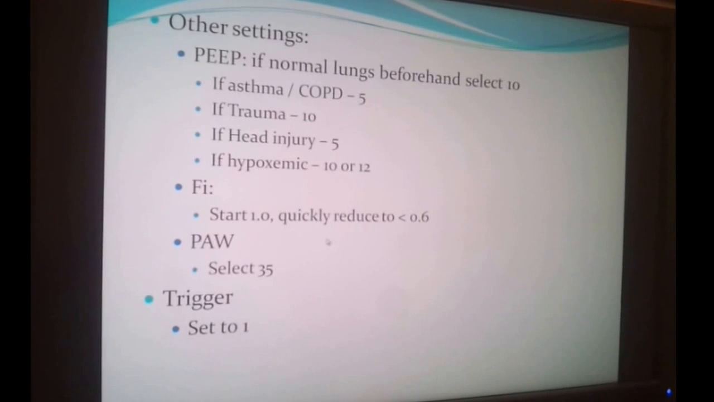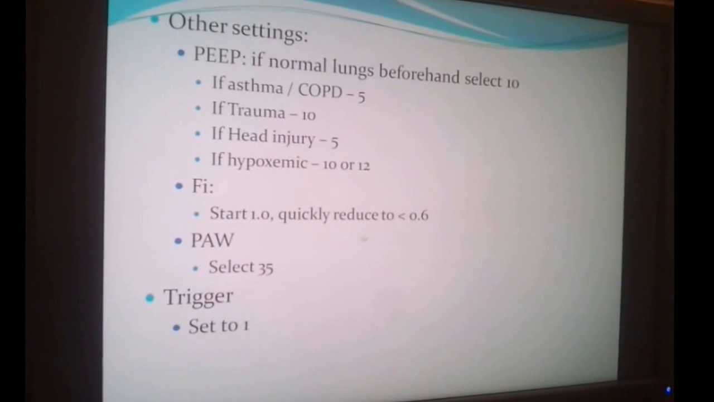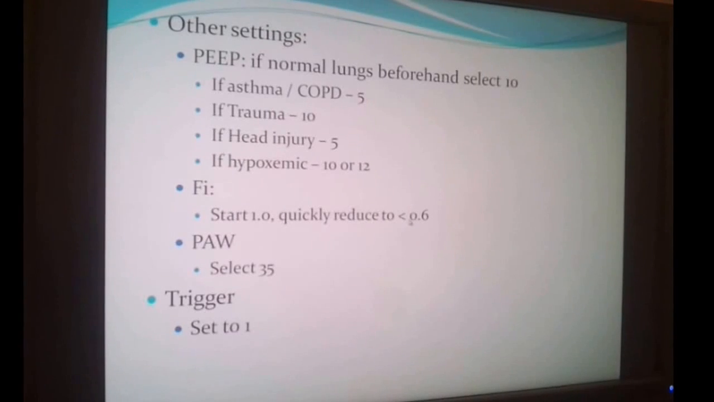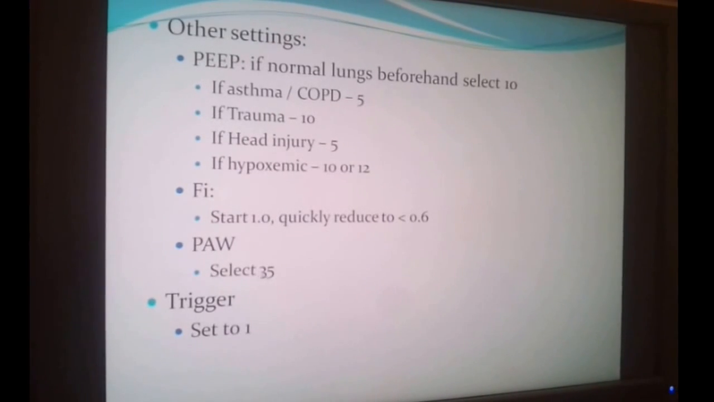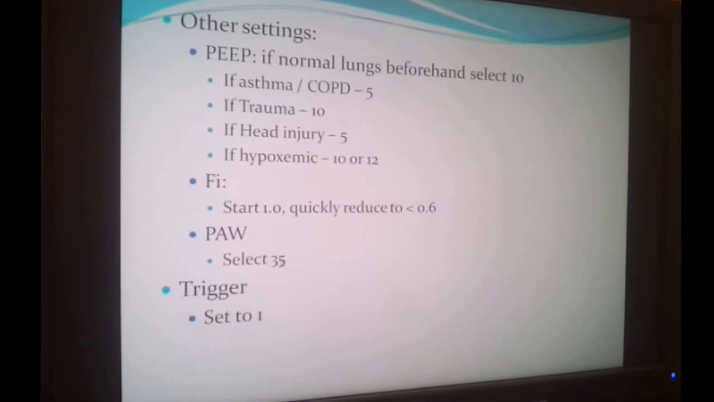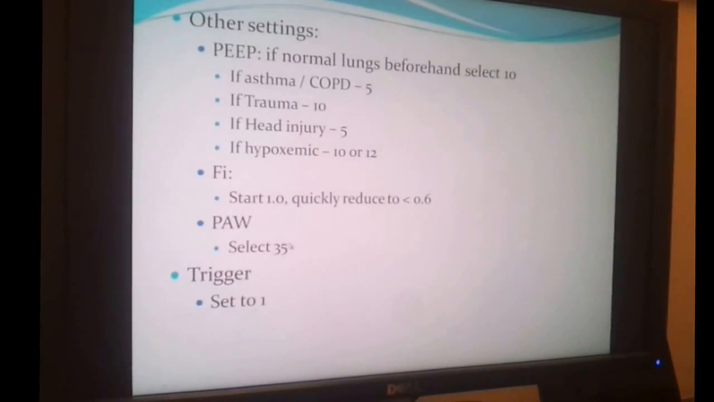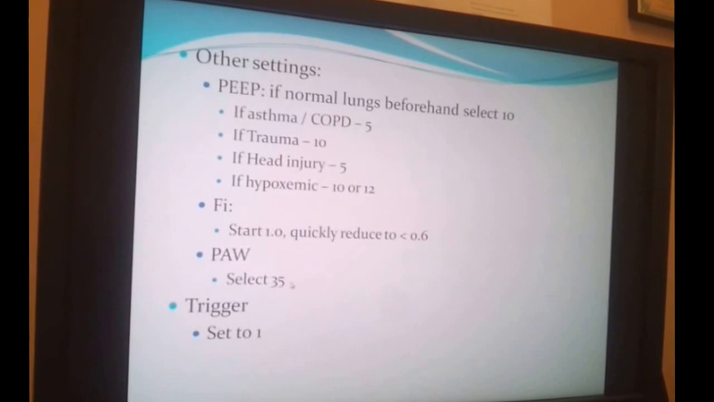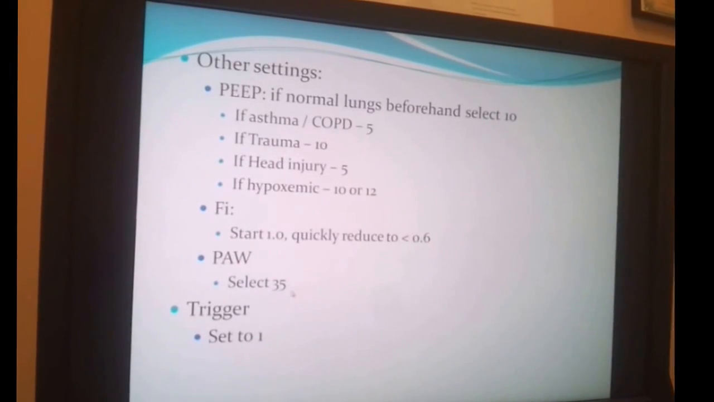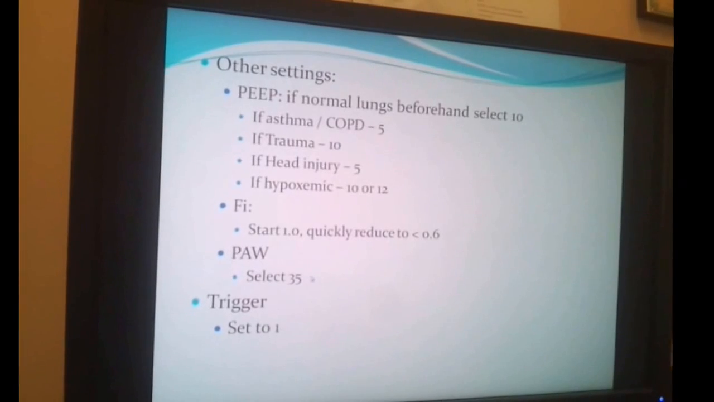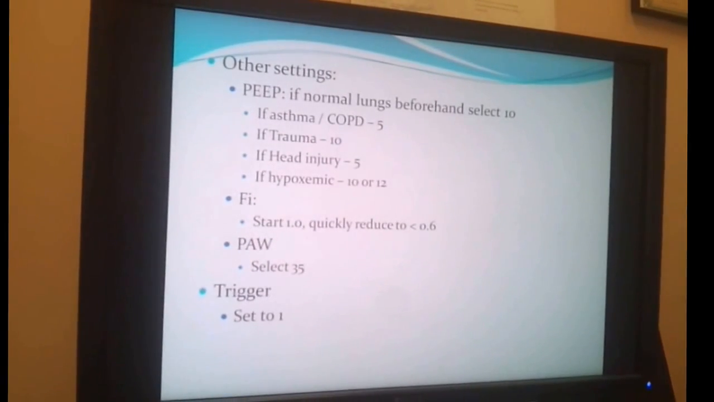Okay, FiO2. Oxygen harms at the start if they're hypoxic, so give 100%, but when you know that they are stable and have excellent oxygenation at 100%, reduce it to 60 or less. Okay, peak airway pressures: select 35 or 30 if you like, but don't go above 35. We know that above 30 is dangerous. There is an indication that we might reduce it further in future, but at the moment 30 to 35 is good.